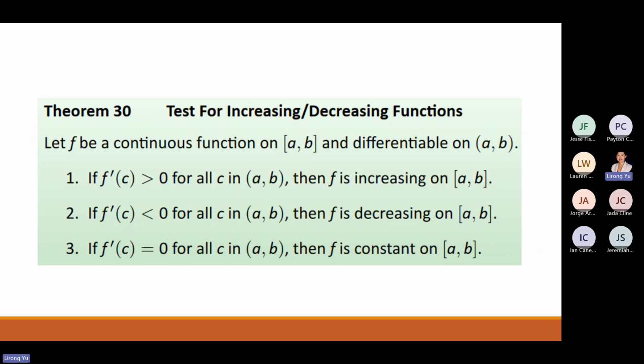And then we had the test for increasing and decreasing. If the derivative is positive, then the function definitely is increasing. If the derivative is negative, then the function will be decreasing. If the derivative is equal to 0, then the function is constant. So these are for when the function has the same value on the entire interval. We mean positive for all the c, therefore it's increasing for all the c in the interval, or negative for all the c, therefore decreasing, or equal to 0 for all the c in (a, b), which of course is constant. So these are not for a single point, this is for the entire interval.